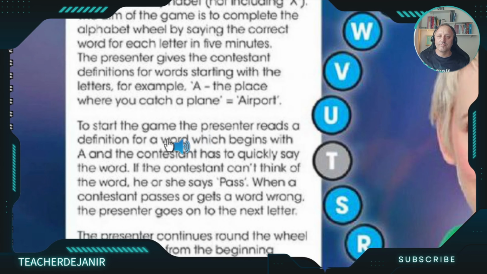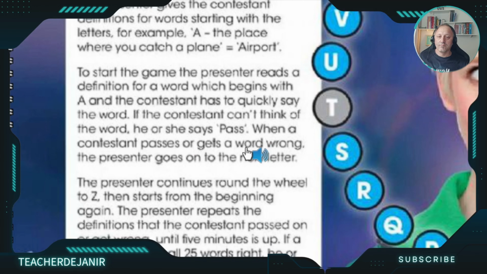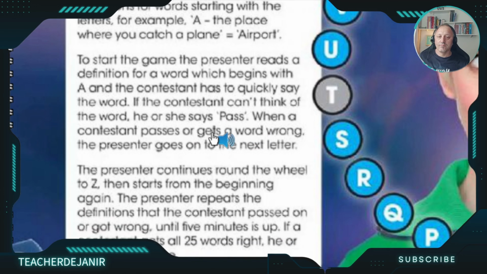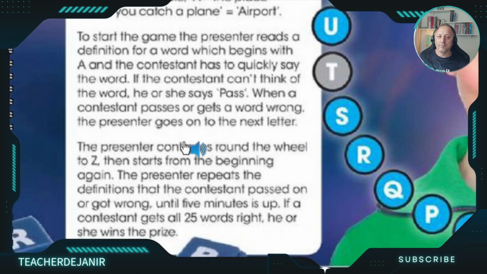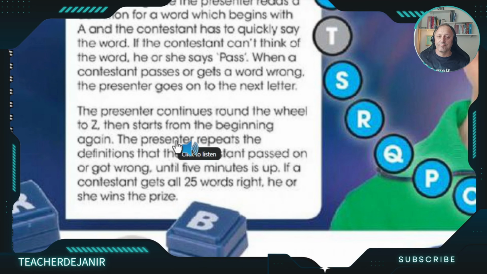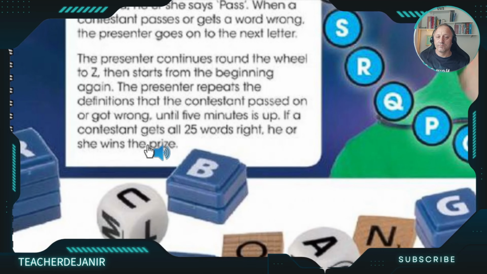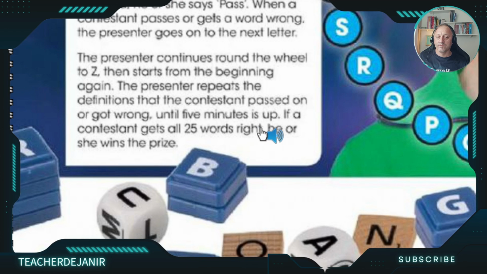To start the game, the presenter reads the definitions for a word which begins with A, and the contestant has to quickly say the word. If he or she doesn't know the word, he or she says, pass. When a contestant passes or gets a word wrong, the presenter goes on to the next letter. The presenter continues round the wheel to Z, then starts from the beginning again. The presenter repeats the definitions that the contestant passed on or got wrong, until 5 minutes is up. If a contestant gets all 25 words right, he or she wins the prize.